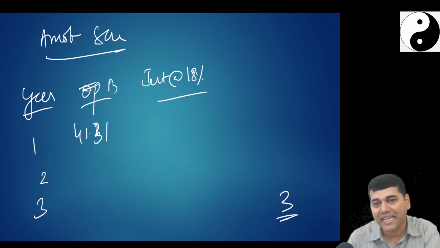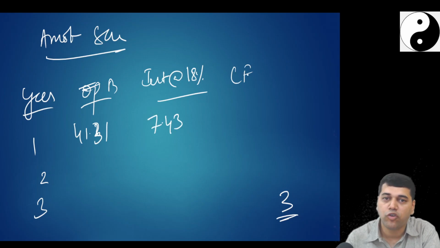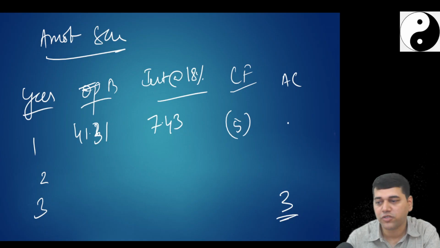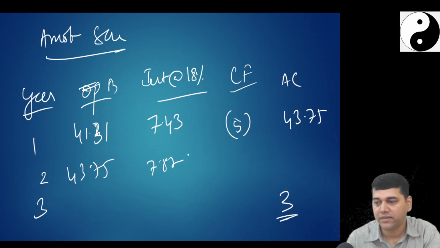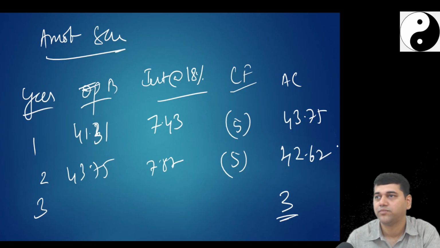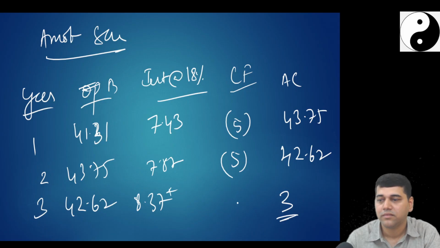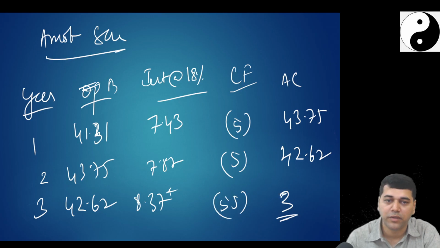So 41 at 18% only you need to take, 7.43. Cash flow how much? 5. Amortized cost will be 43.75. 7.87. Again you pay 5. 42.62. 8.37. This becomes nil.